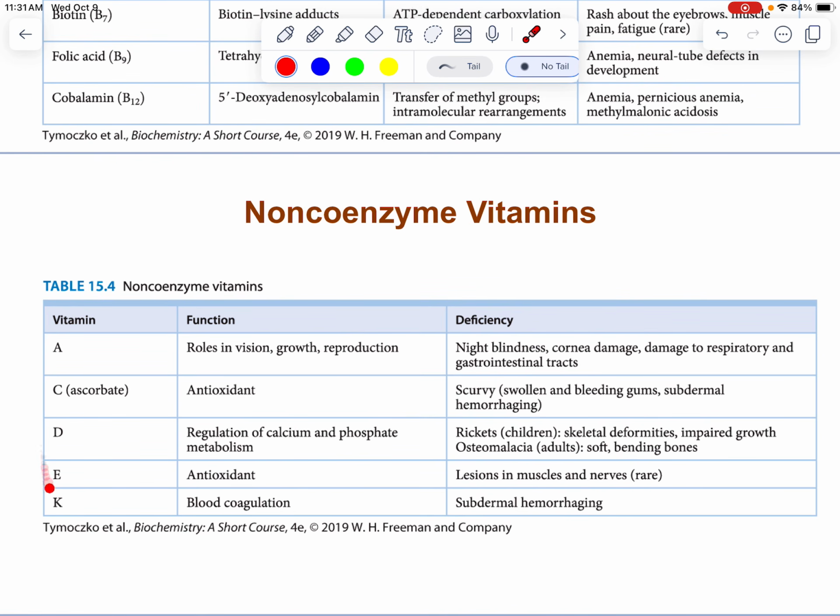Non-coenzyme vitamins, again, same thing. Just for your information, for interest, vitamins, roles, and deficiencies. All right, next we get to talk about much more specific reactions as we start our lecture series on glycolysis.